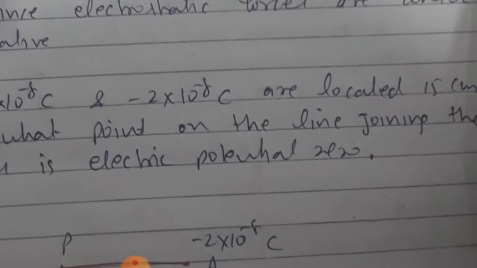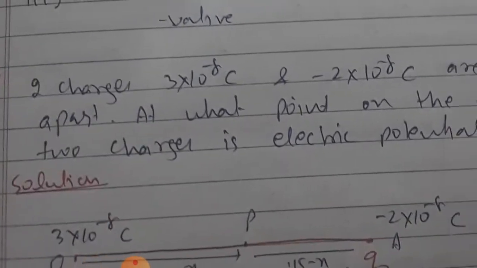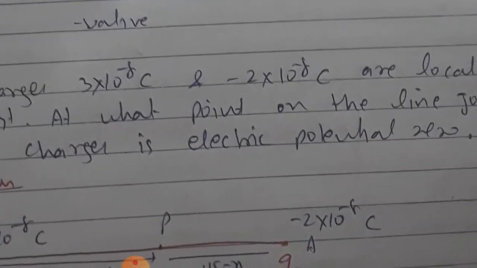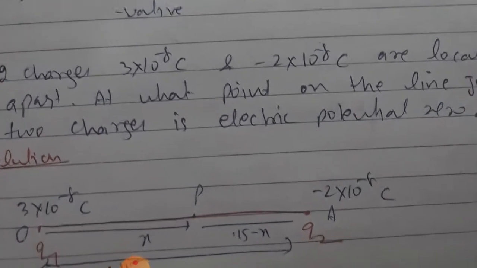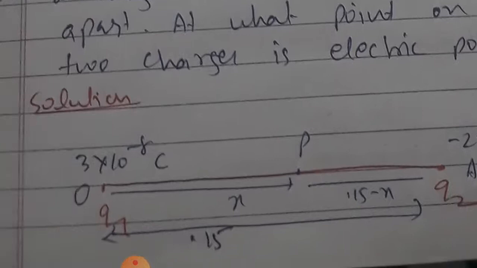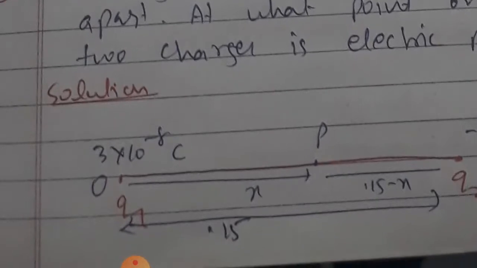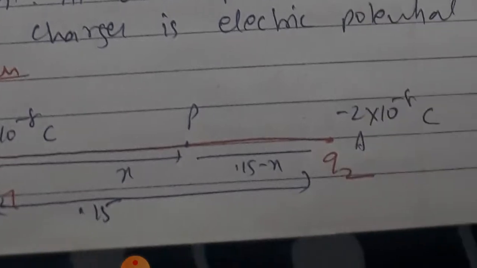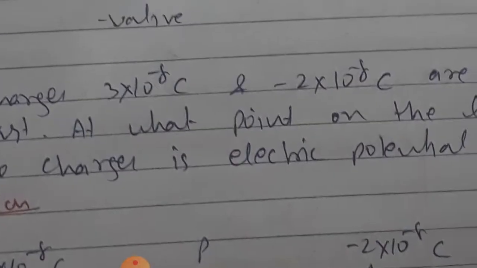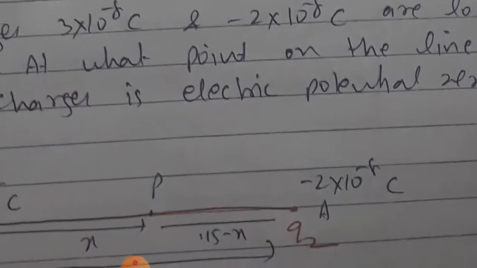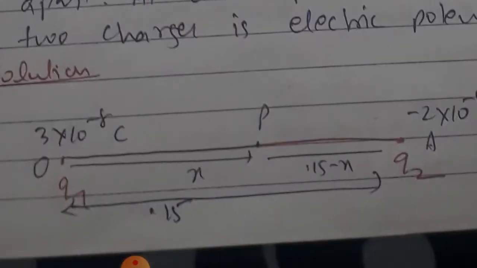At what point on the line joining the two charges is electric potential 0? What is given? See here in the diagram, two charges are given. One is 3 into 10 raised to the power minus 8 coulomb, which is placed at O, and the other is minus 2 into 10 raised to the power minus 8 coulomb, which is placed at A. It is Q2 charge. And the distance between them is given as 15 centimeter, or you can say 0.15 meter.